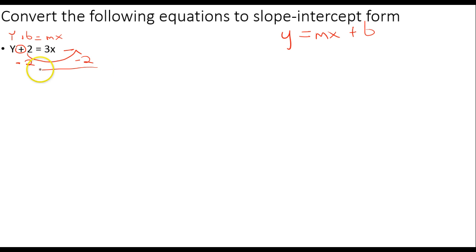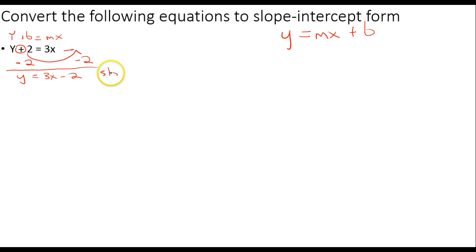Alright, so we're going to convert these equations to slope-intercept form. Remember that slope-intercept form is y equals mx plus b. So the first one is y plus 2 equals 3x. Okay, so slope-intercept form is y equals mx plus b. I have a y. Here's my mx, equals, but my plus b is on the wrong side. So I need to get this over here. The only way to do that is to do the opposite of this, which is subtract 2 from both sides. So that'll give me y equals 3x minus 2.